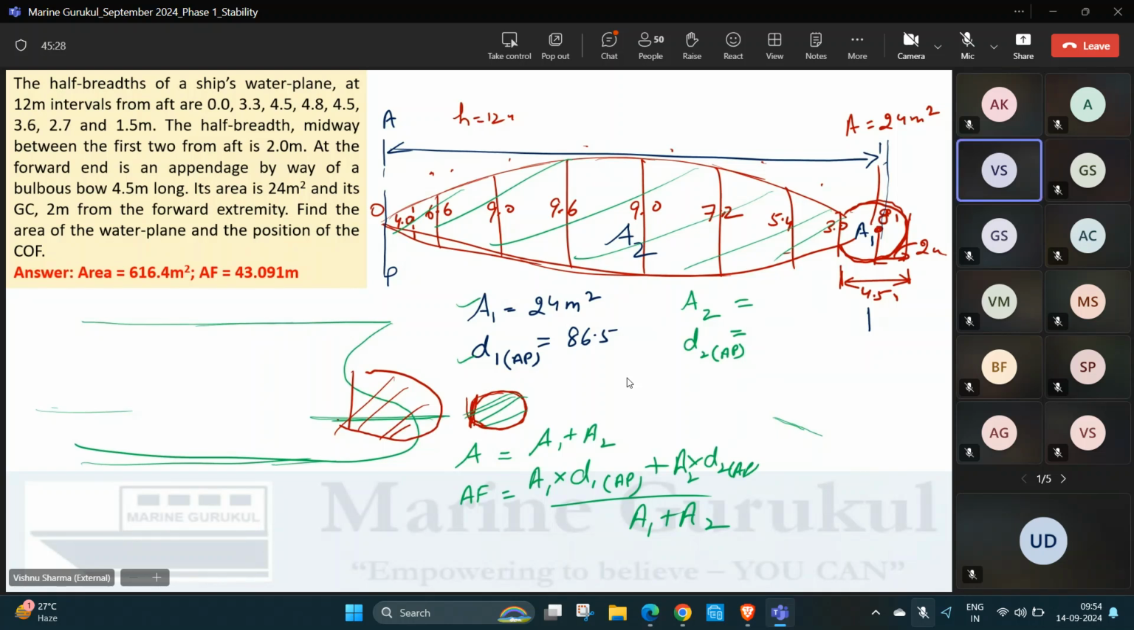So what was the learning in this question? Some of you may find it difficult to visualize how the appendage for the bulbous bow will look. That is the only issue in this question, nothing else. Is that clear?